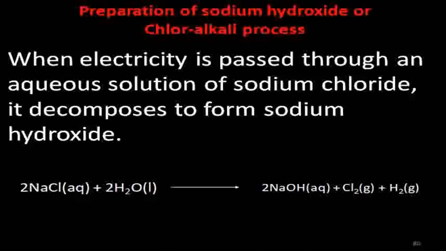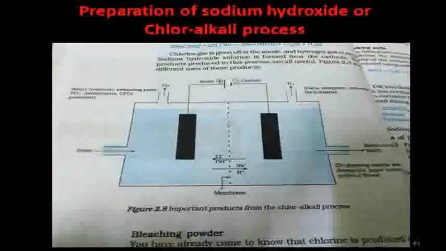So, when electricity is passed through an aqueous solution of sodium chloride, called brine solution, the current decomposes the solution to form sodium hydroxide, chlorine gas and hydrogen gas. Here you can see how sodium hydroxide is prepared.